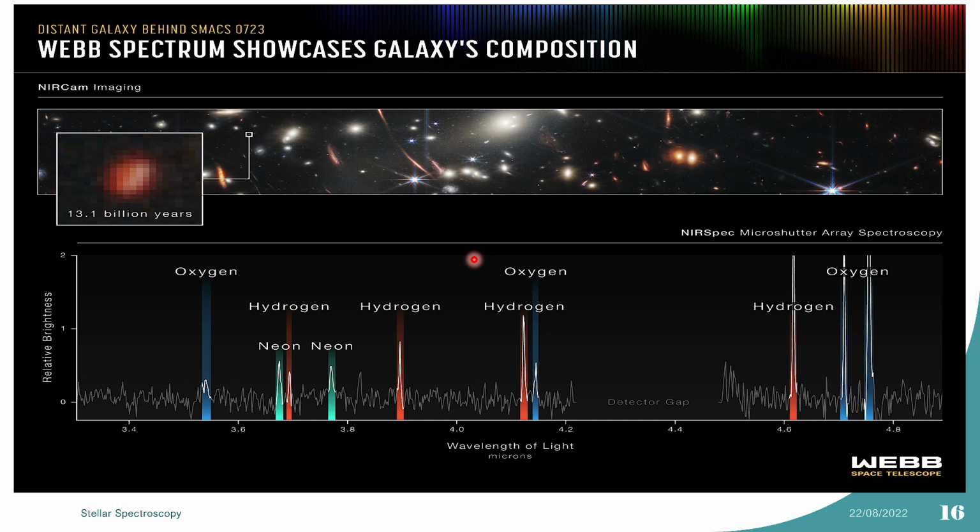So now move on to the next slide, which shows the chemical composition of a distant galaxy behind SMACS 0723, captured by NIRCam of JWST. This galaxy was formed in the early universe around 13.1 billion years ago, and if you probe into the details of this galaxy, you will find this kind of spectral image, from which you can get the information that oxygen, hydrogen, and neon are also present in this galaxy formed in the early universe. This is very exciting news.